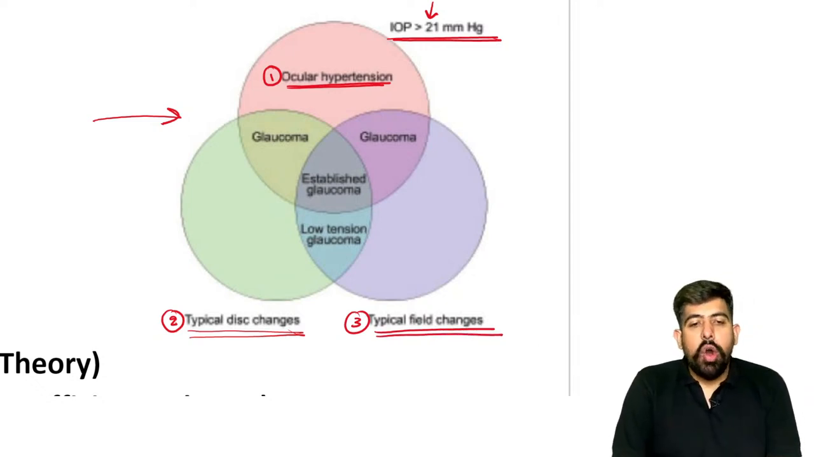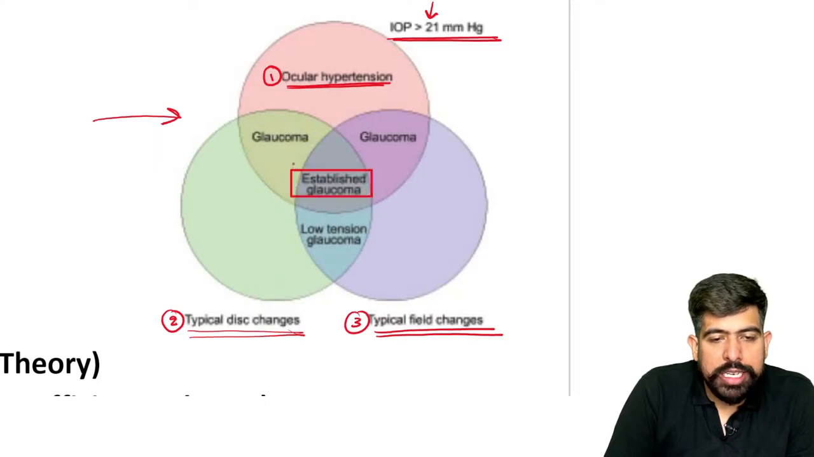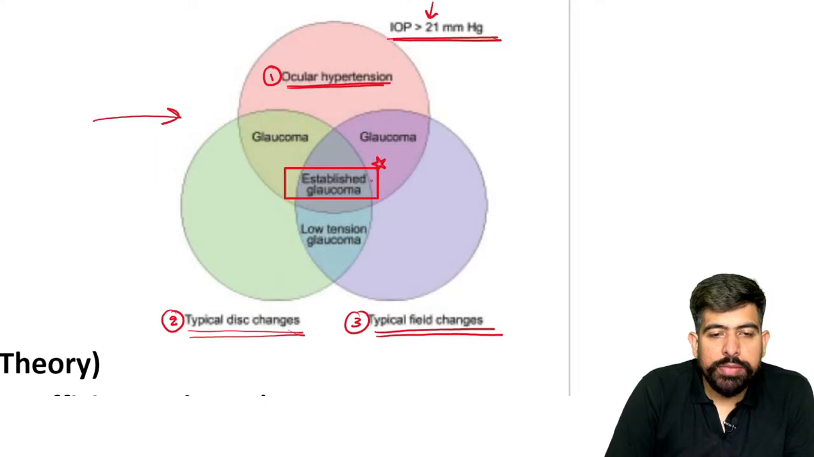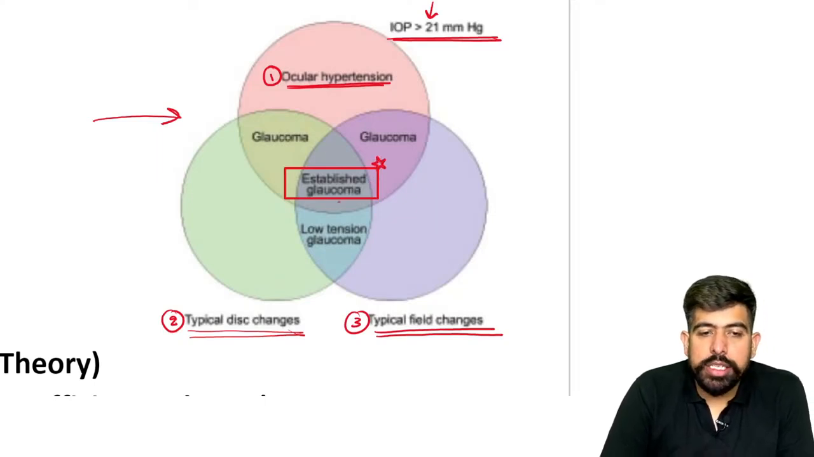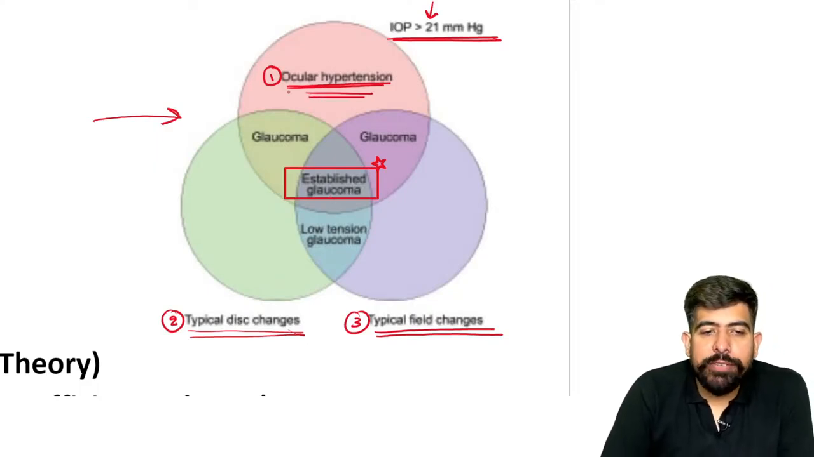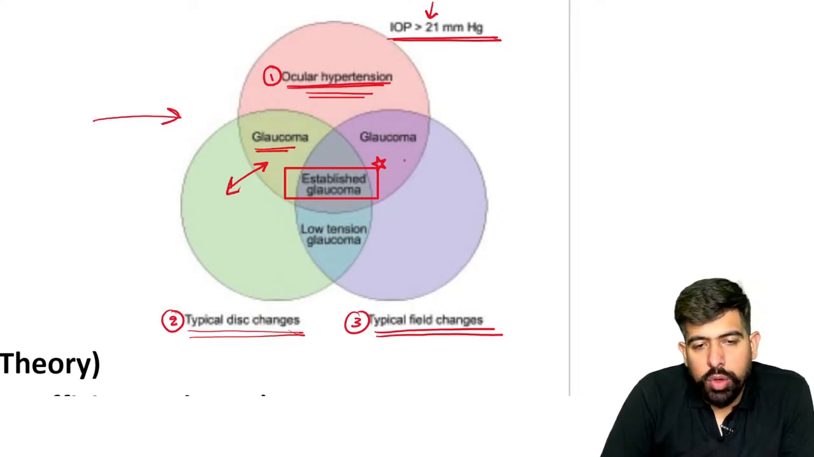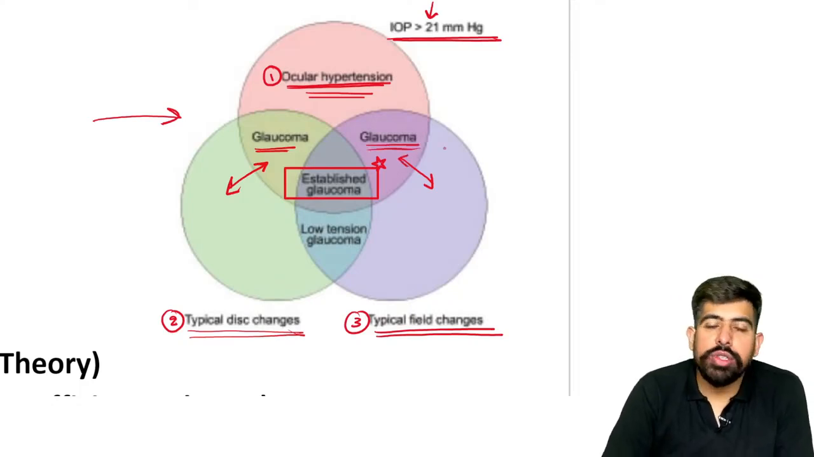If all three are there, that is known as established glaucoma. Now, if all three are not present, but the first feature, ocular hypertension, is there along with any one other feature, like the disc changes or the visual field defect, that is also known as glaucoma. If two are present, it is still known as glaucoma.